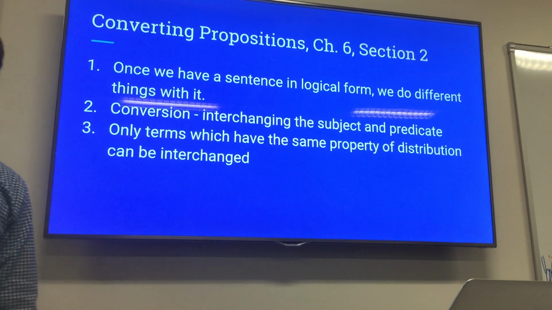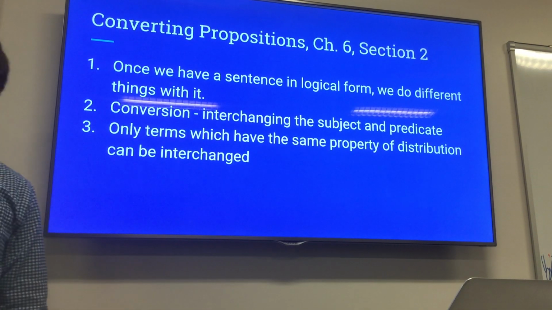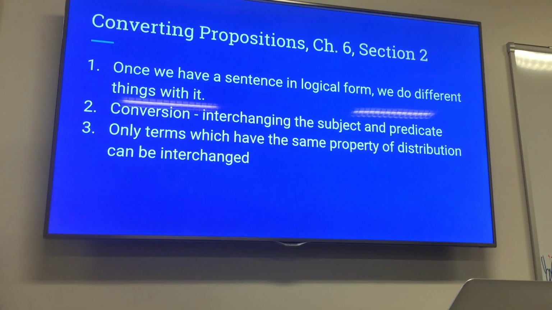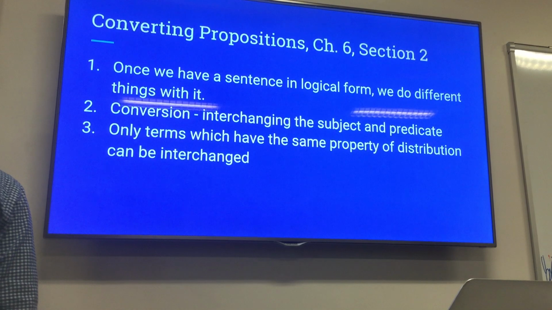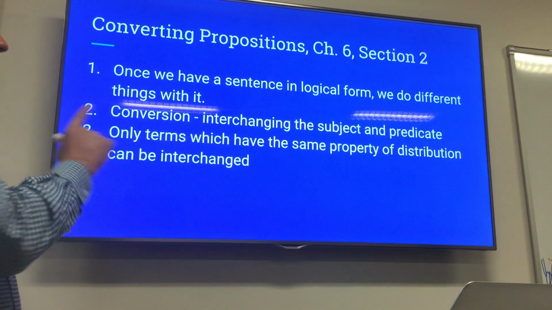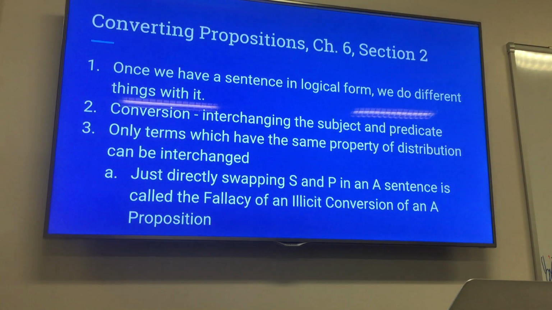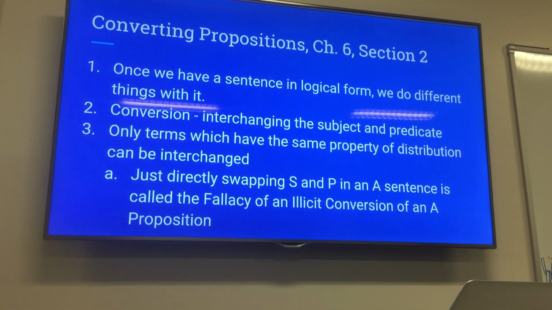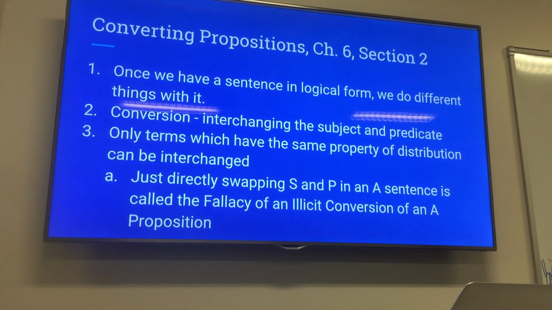Identical. If I have a sentence that says some students have hair, that means the same thing as some hair is that which students have. Absolutely identical. And I can do that because they have the same property of distribution. Now, we'll get very familiar with why this doesn't work.